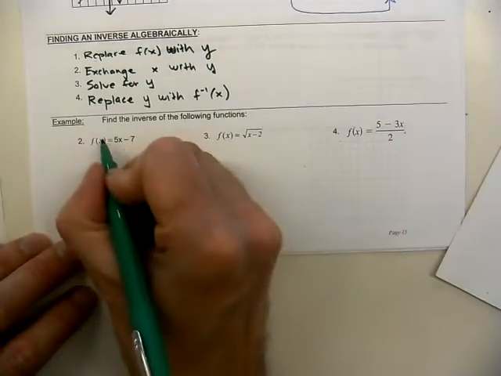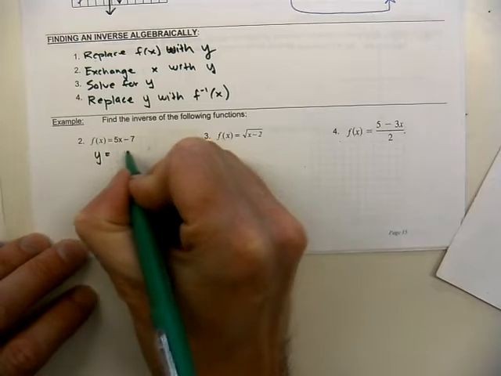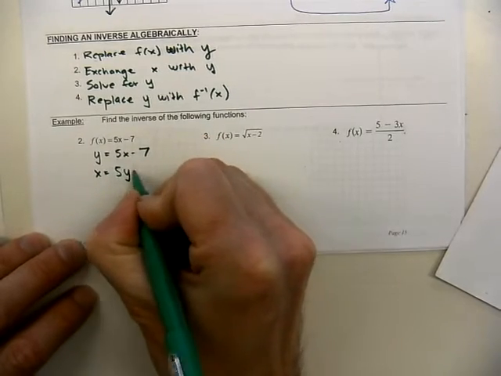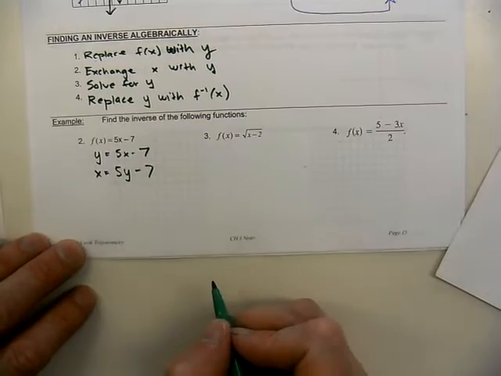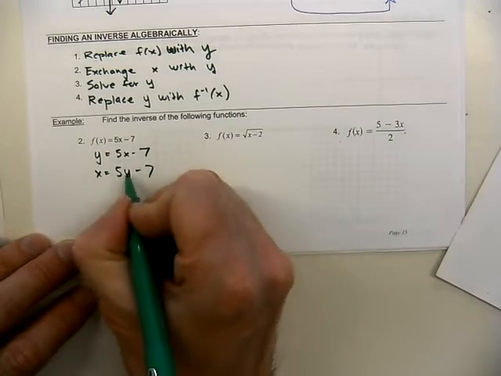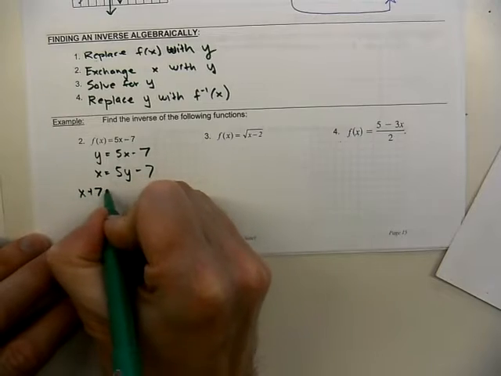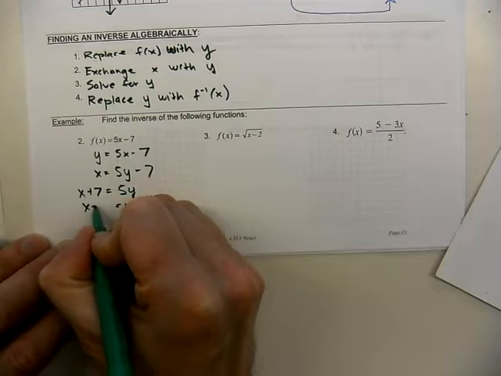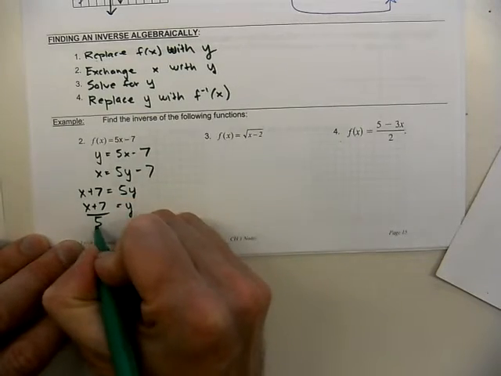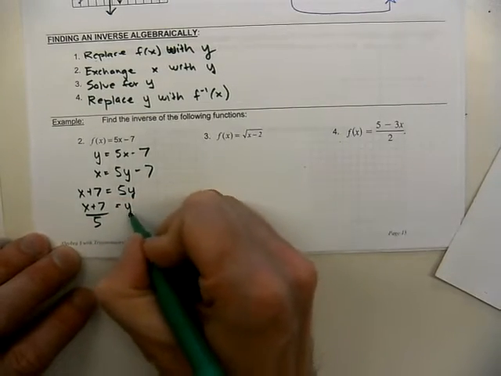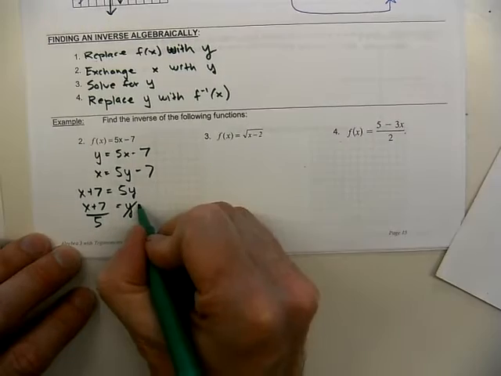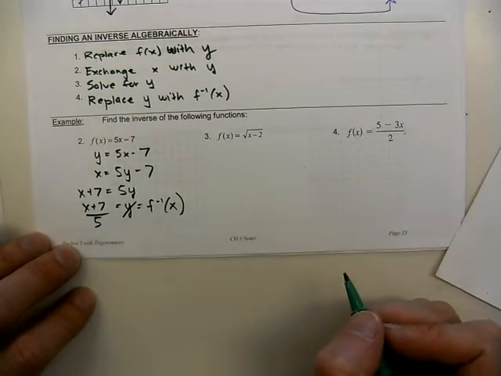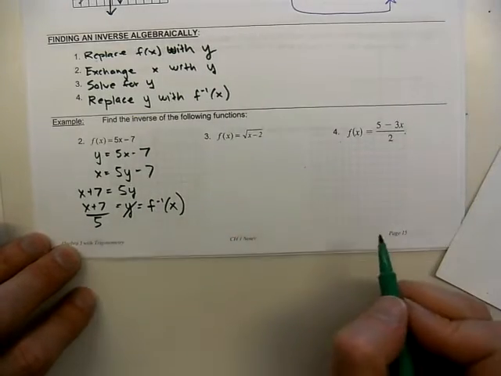Here's example number 2. First, replace that function notation with the y. Exchange x with y, so it looks like x equals 5y minus 7. Now we're going to solve for y. So adding 7 to both sides, and then lastly, dividing away the 5 to isolate the y. That's essentially it, but we don't like to leave it with a y representing the output. We want to replace that with f inverse, because that communicates it's the inverse of the original function.